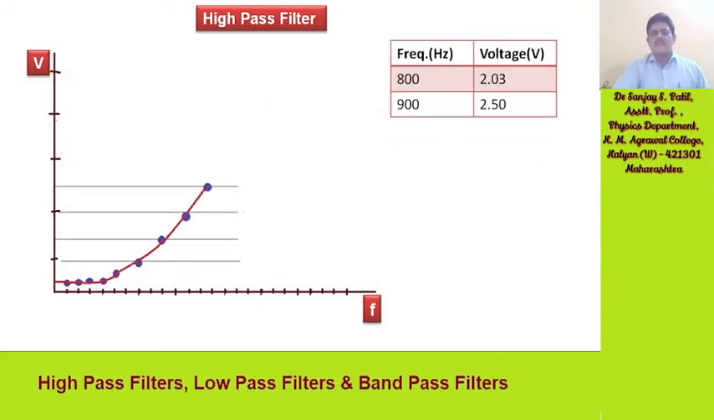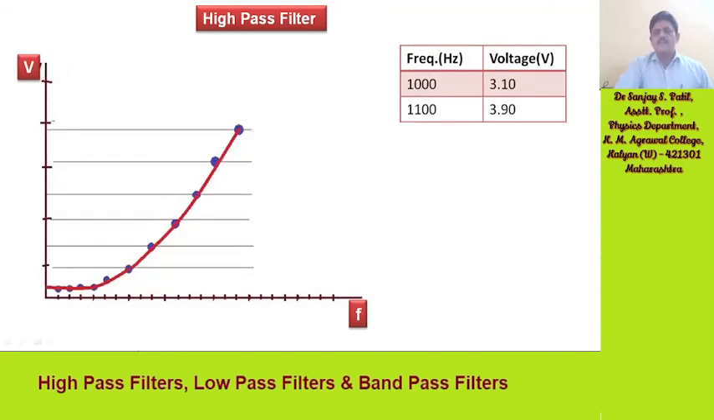See here, at 800 Hz frequency, voltage is 2.03. At 900 Hz, voltage is 2.50 volt. Voltage is on the y-axis and frequency on the x-axis. So a voltage versus frequency graph is plotted. Now frequency is 1000 Hz and voltage 3.10.